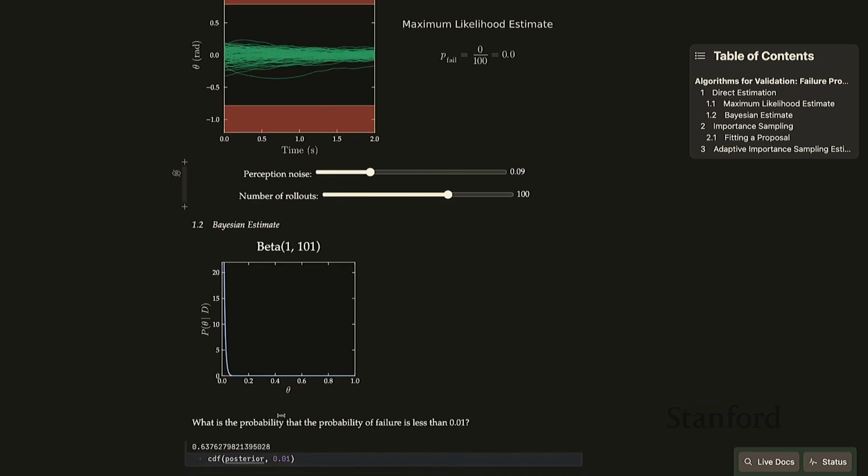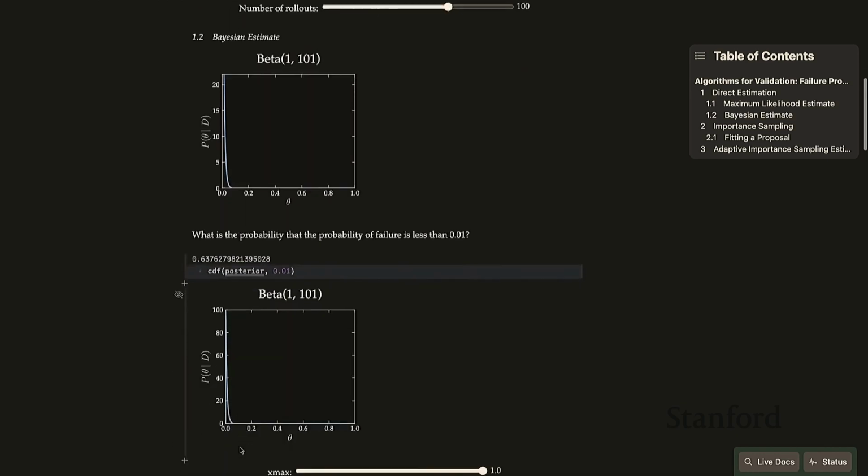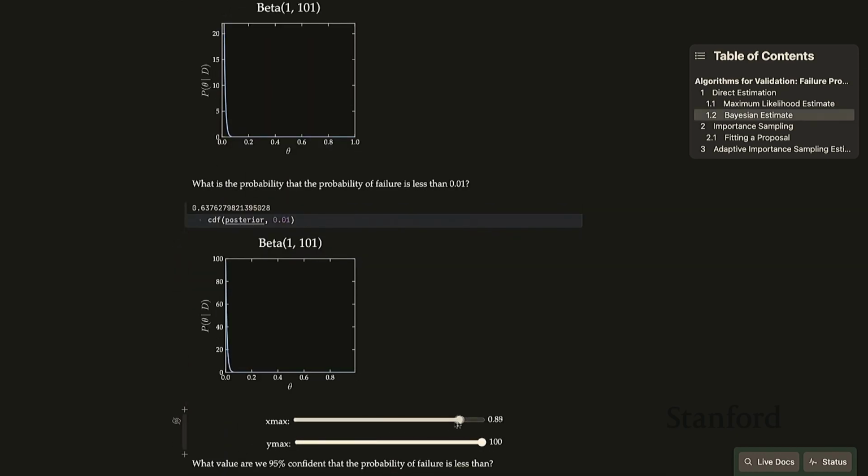Specifically, that's equivalent to calling the CDF, or cumulative distribution function, for our posterior. We can just call that function and we'll find the probability that it's less than 0.01 is 0.637, for example. And if we zoom in a little bit on the plot, it's the probability mass to the left of 0.01 in our distribution.